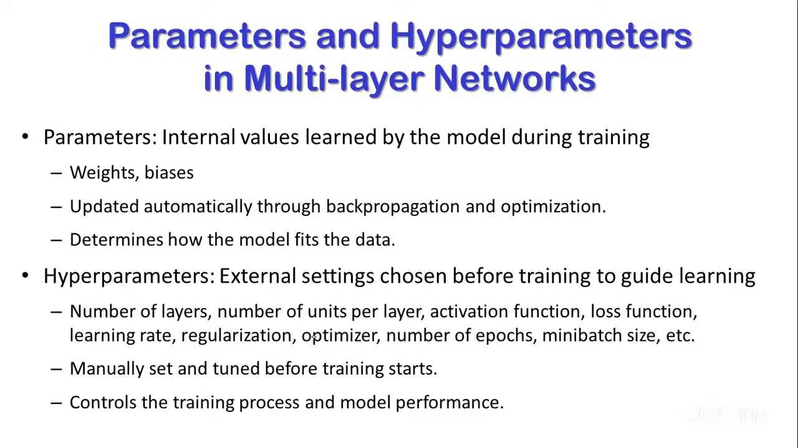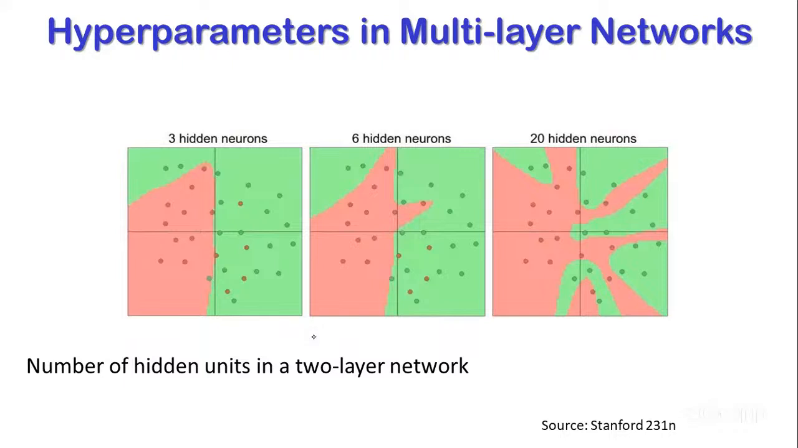Okay. So now just see the effect of some of the hyperparameters. Here you can see that in a layer, you are using 3 hidden neurons, or 6 hidden neurons, or 20 hidden neurons. This is nothing but the number of hidden units in a 2-layer network. We have just taken one hidden layer and one output layer, and in the hidden layer, you are using 3 neurons, 6 neurons, and 20. You can see your model is working better.